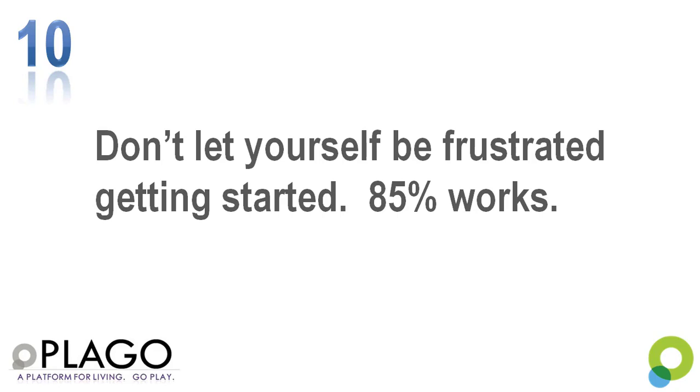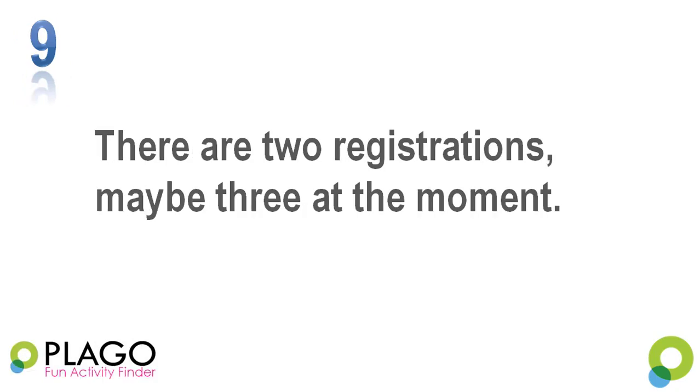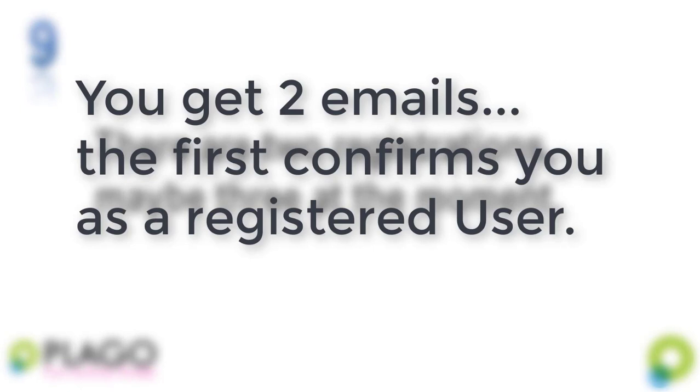Number 9, there are 2 registrations, maybe 3 at the moment. The first registration is a user registration. And what that allows you to do is to use Plago and purchase things, register for things, and so on and so forth. So the first time you try to buy or register, it's going to ask you for your name, your phone number, your zip, and your email.